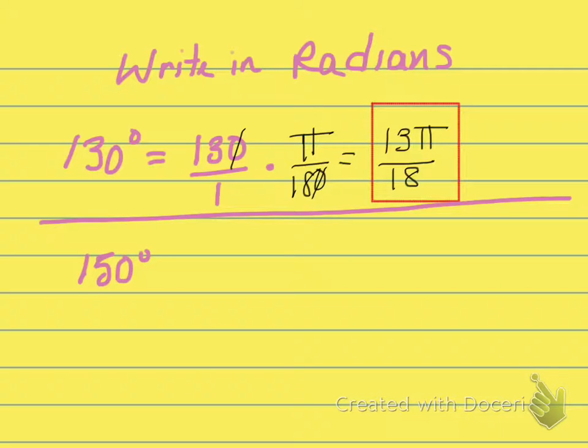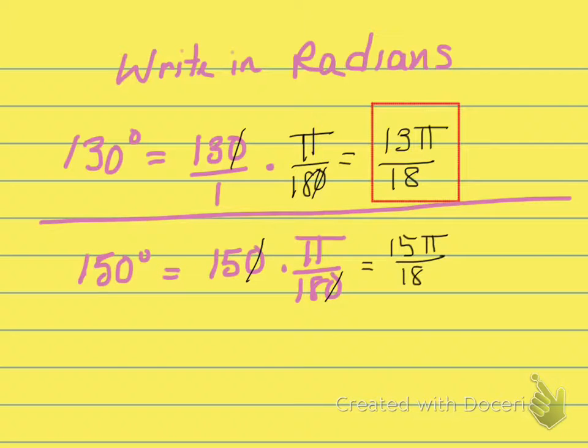150 degrees, what is that going to be in radians? 150 times pi over 180. Again, I can simplify, and hopefully you're looking at that saying, I think you can simplify more, and yes, you can. So we remove the common factor of 3. We end up with 5 pi over 6.